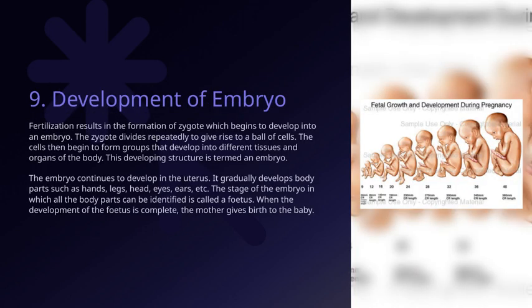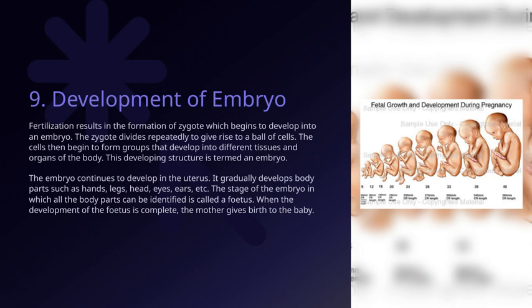Now, let's talk about the development of the embryo after fertilization. When the sperm and egg unite, they form a single cell called a zygote. This zygote then begins to divide repeatedly, creating a cluster of cells that forms a ball. As these cells continue to multiply, they start to organize into different groups, which will eventually develop into the various tissues and organs of the body. This whole developing structure is called an embryo.